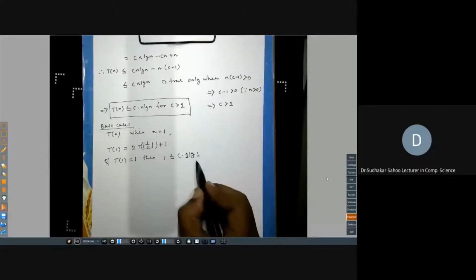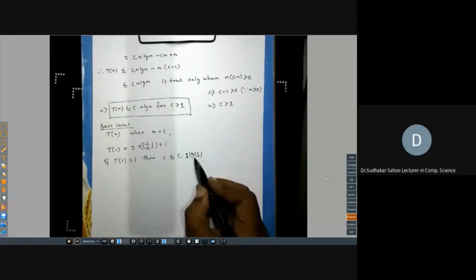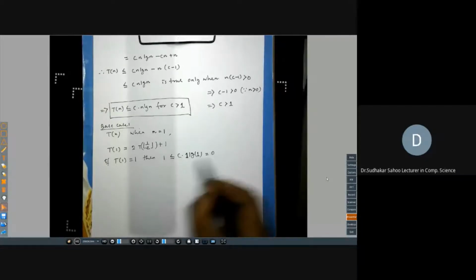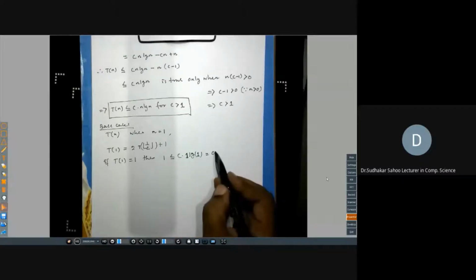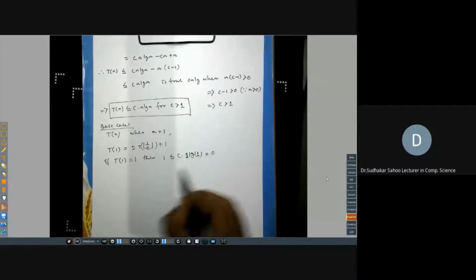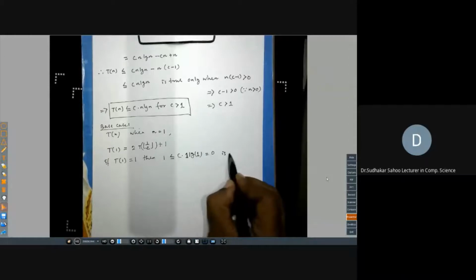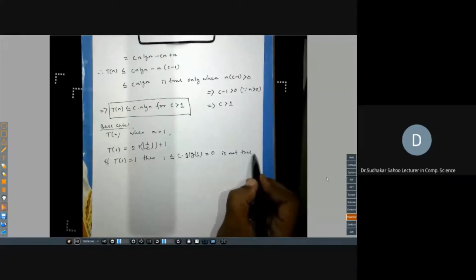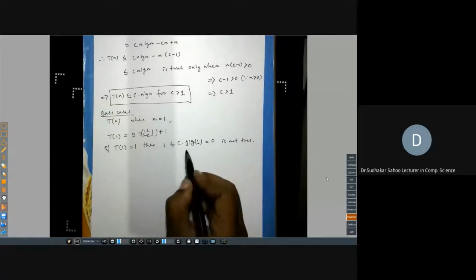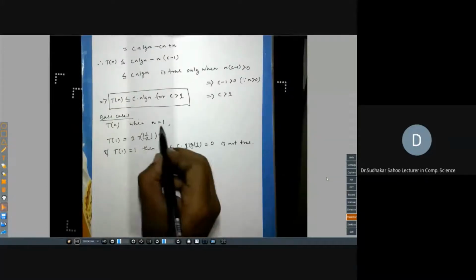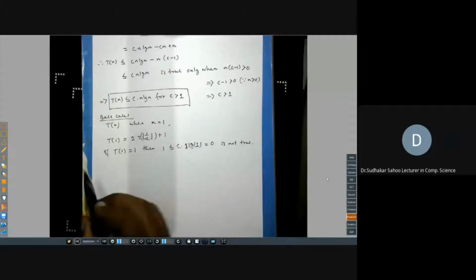1 Lg1. What is Lg1? Log 1 base 2 is 0. So this value is 0. So this gives me that 1 less than or equal to 0, which is not true. 1 is positive, greater than 0, so 1 is not less than or equal to 0. So n equal to 1 cannot be your base case.